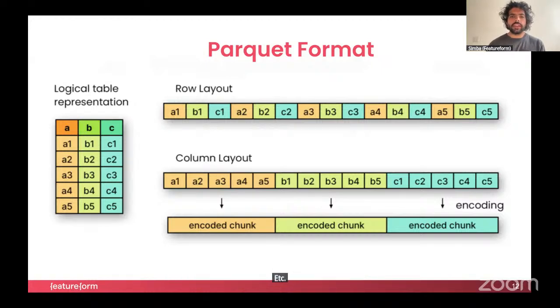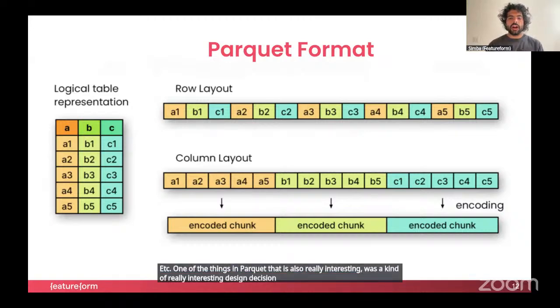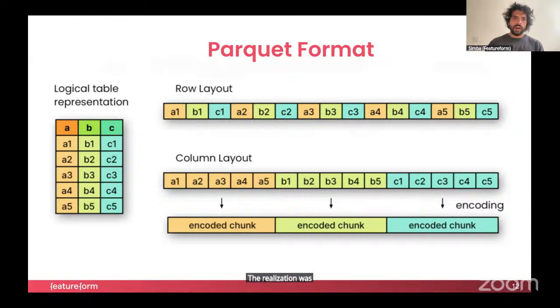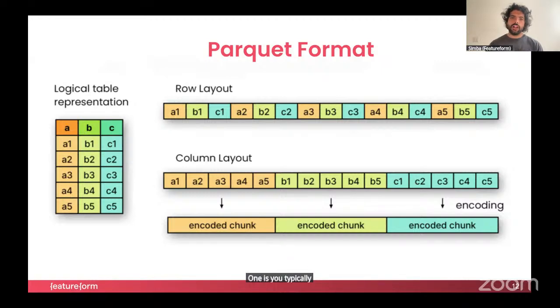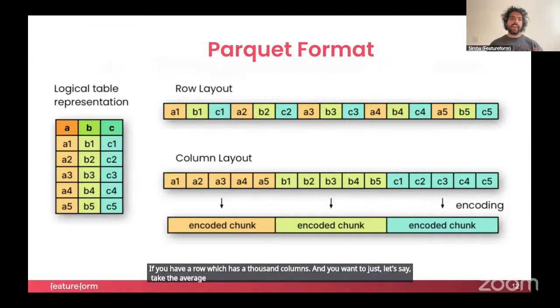One of the things in Parquet that was also a really interesting design decision is the idea of a column layout. The realization was that when working with analytical data, like in this situation, you typically work on a handful of columns at a time. If you have a row which has 1,000 columns, and you just want, let's say, to take the average of column A, like in this situation, I just want to take the average of column A.